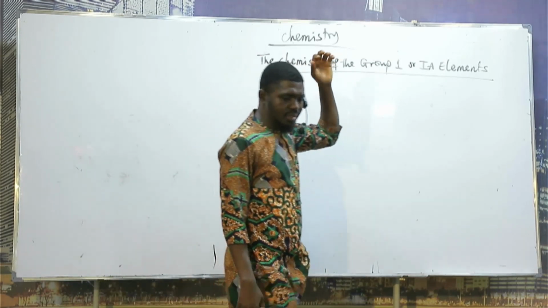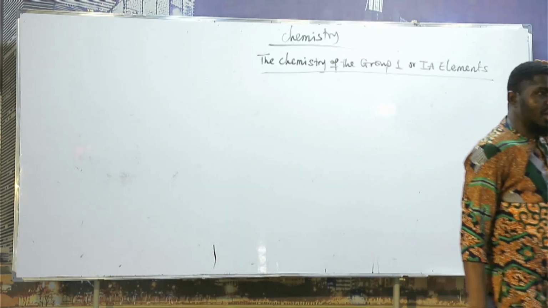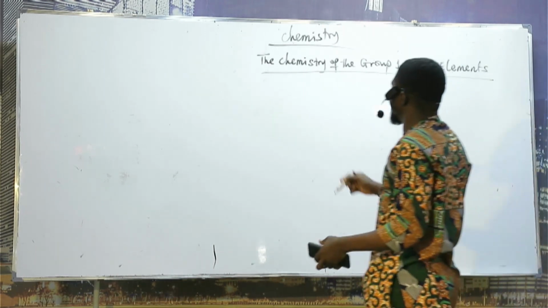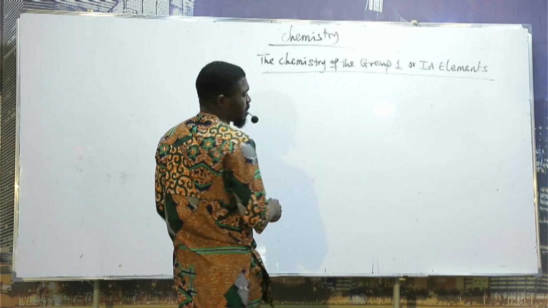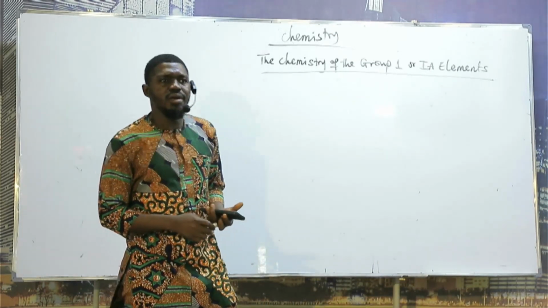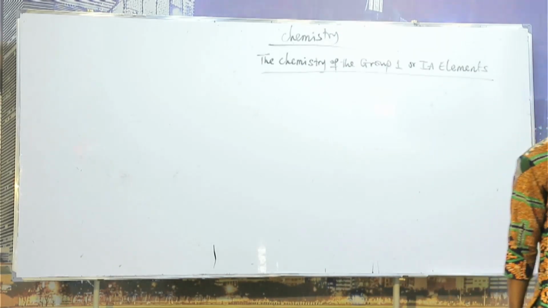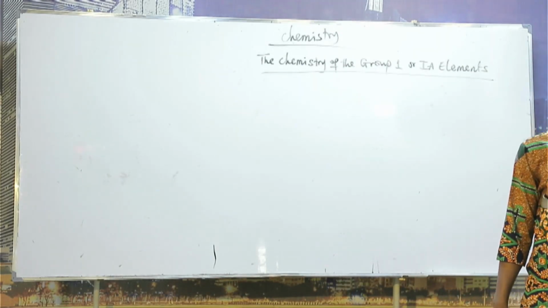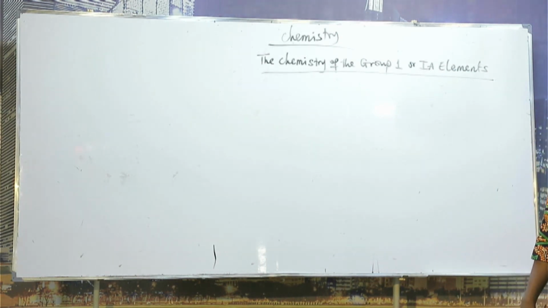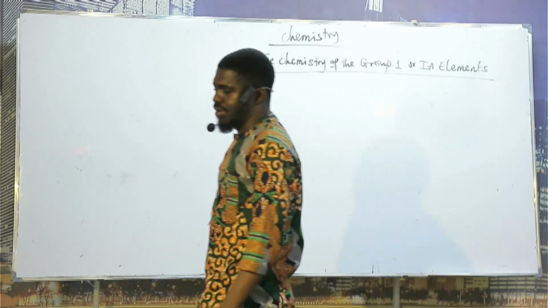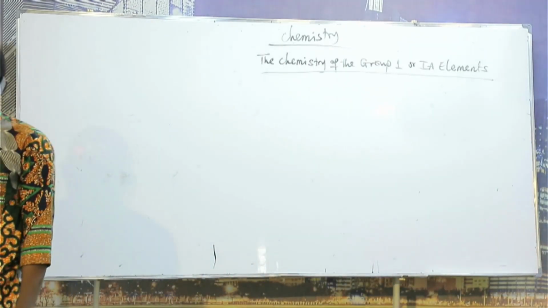So we want to look at the group 1 elements. What are the members of group 1? Of course, are you aware that the group 1 elements are all metals? Are you aware? They are all, except what? No exception. Hydrogen is not in group 1.